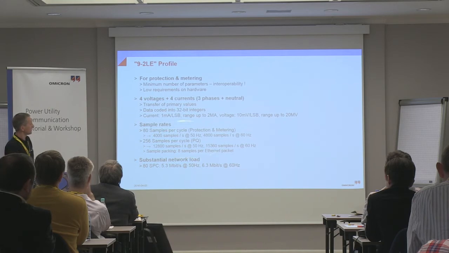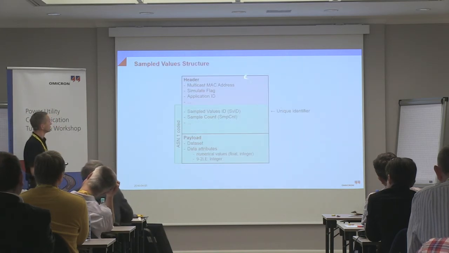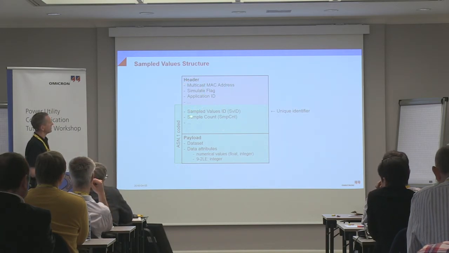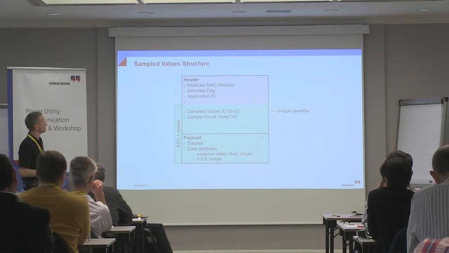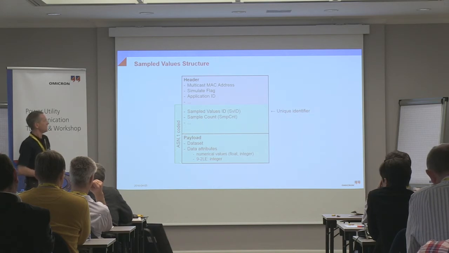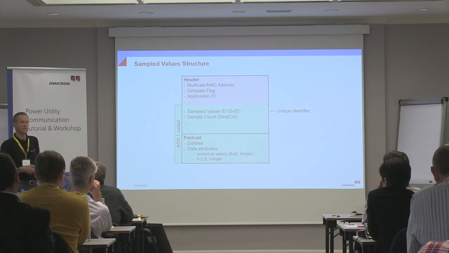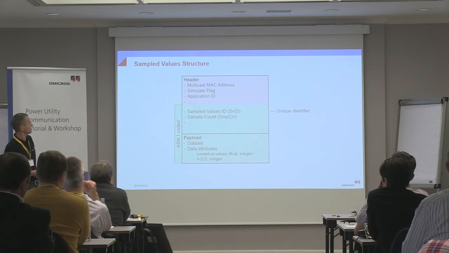We have only a couple of sampling rates, and here are some figures on how the network load would be. Again, very similar to the GOOSE, we have a header, and also part of the header is ASN.1 coded, and here the sampled value ID is the unique identifier that you really can go after. And we have a payload. Typically, we have only numerical values in float or integer format to convey the voltages and current values. And in 92LE, as was stated on the slide before, it's only integer values.